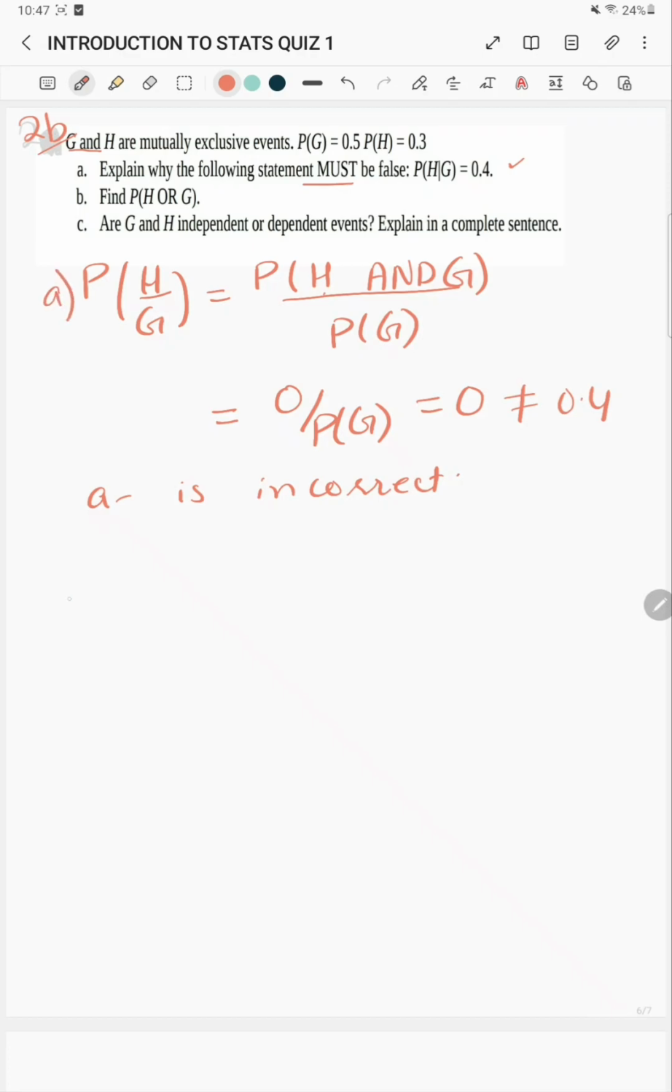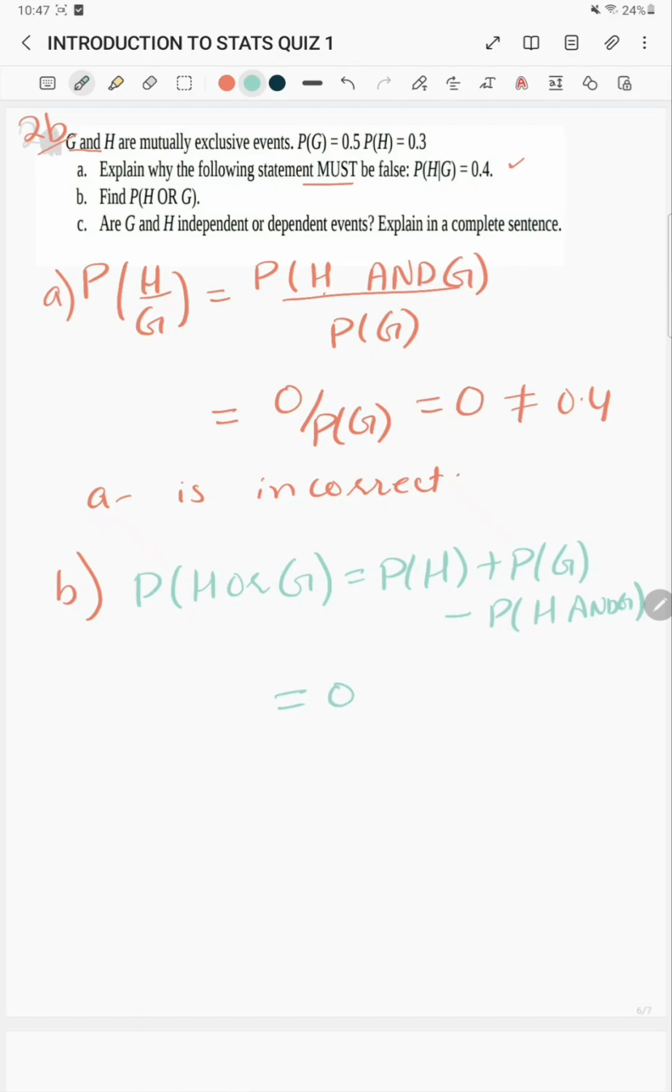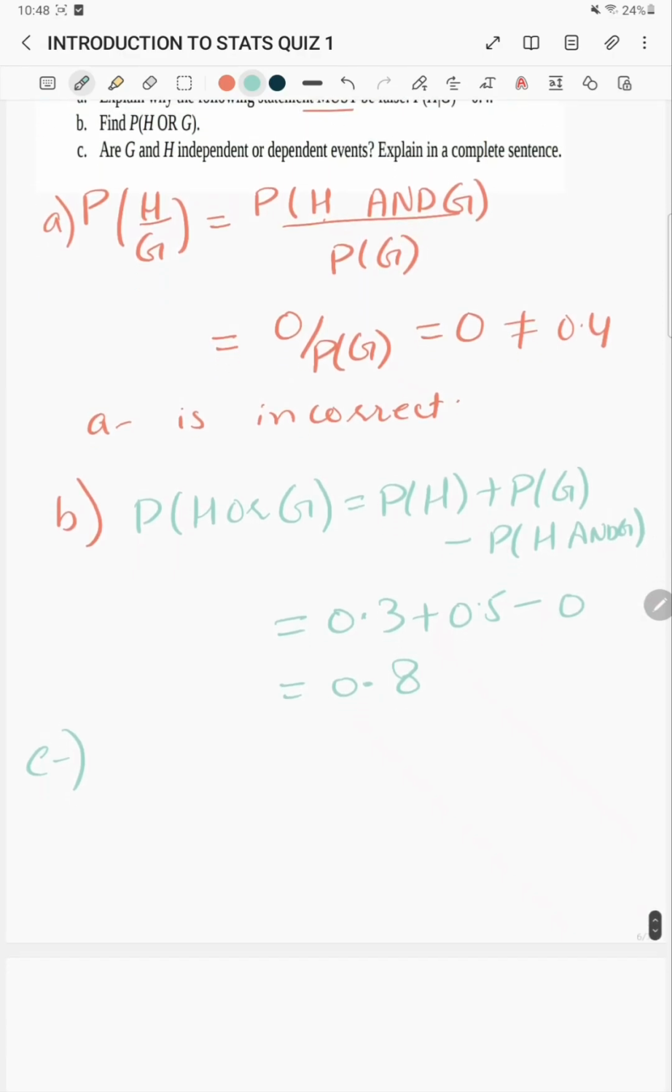It was part A. Okay, part B. Probability of H or G. What is the formula to find probability of H or G? It's probability of H plus probability of G minus probability of H and G. What is probability of H? 0.3 plus 0.5 minus 0, 0.8.